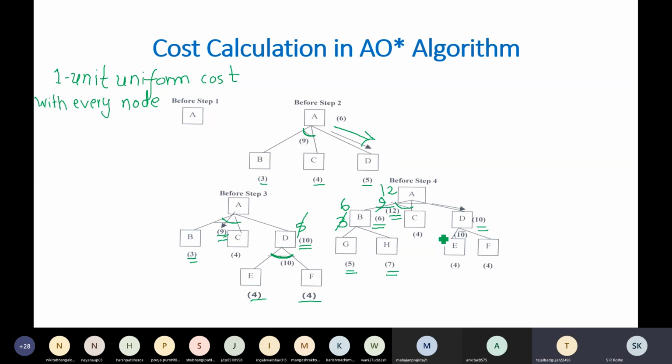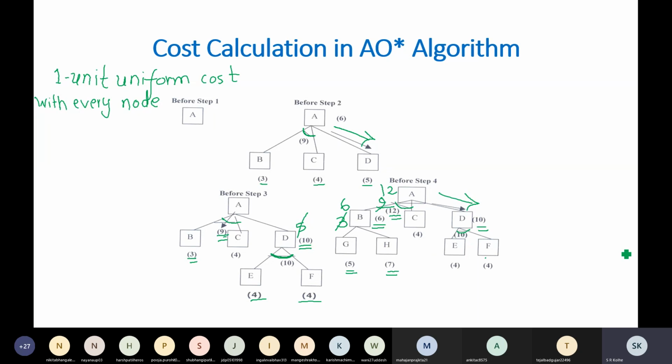Understood? Yes, sir. So which node will be taken for further expansion? Which path is better now? The A to D path is better now, right? So therefore, this is an AND type of arc. E will be explored as well as F will be explored. You did not have to explore C further because immediately you come to know that this is better. So you explore E and F, and the algorithm will continue further.